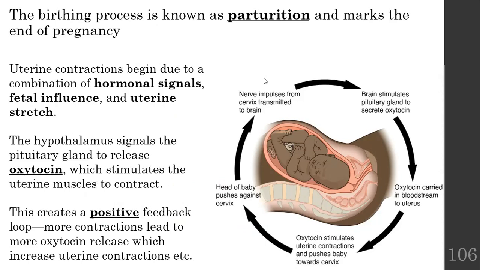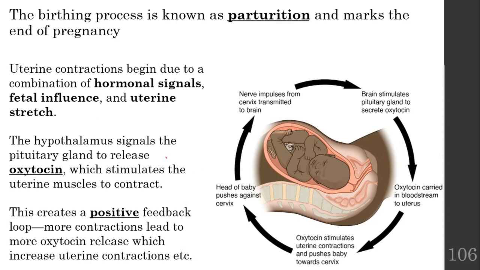Now, the birthing process has a fancy name, parturition, and this marks the end of pregnancy. Uterine contractions usually begin due to a combination of hormonal signals, fetal influence, and uterine stretch. As the uterus stretches more and more as the baby gets bigger, it releases certain chemicals. The fetus might release certain chemicals. The mother has certain hormonal signals.